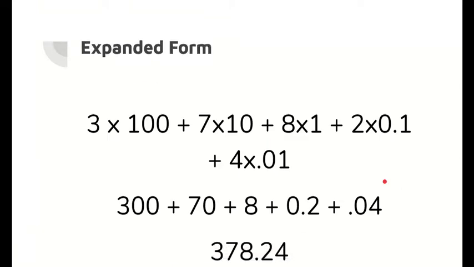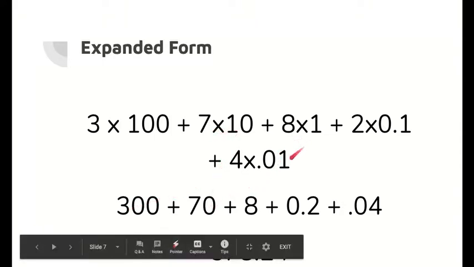Here's a number in expanded form, and we have to go from expanded form to standard form. The first thing you're going to do is multiply each section. So if you notice my pointer here, I have 3 times 100, I get 300. 7 times 10, 70. 8 times 1, 8. Here's where it gets tricky.